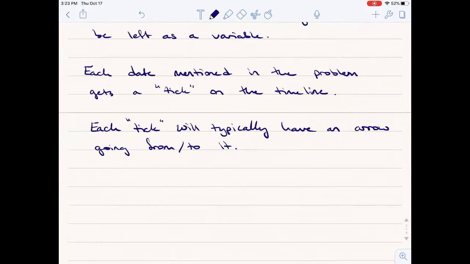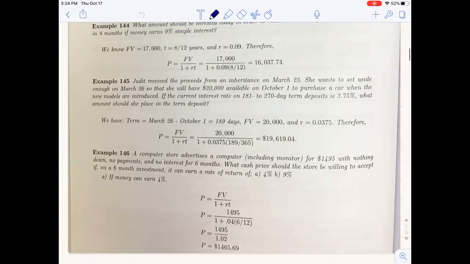Any questions about that? Then I think we should do an example. Just a little itty bitty one, mostly for the timeline, but also to solve for the present value. We're going to do example 145.